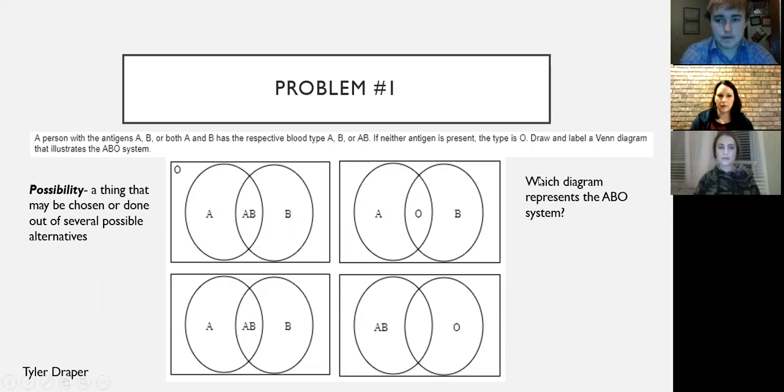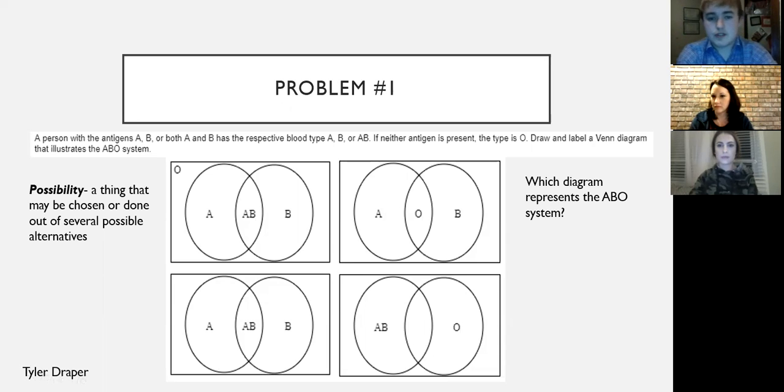Yes. A person with the antigens A, B, or both A and B has a respective blood type A, B, or AB. If neither antigen is present, the type is O. Draw and label the circle that illustrates the ABO system.